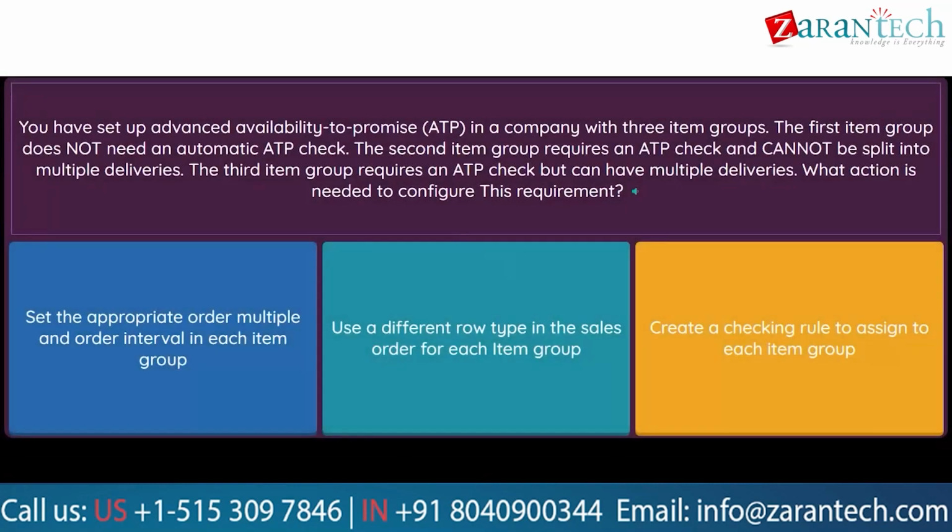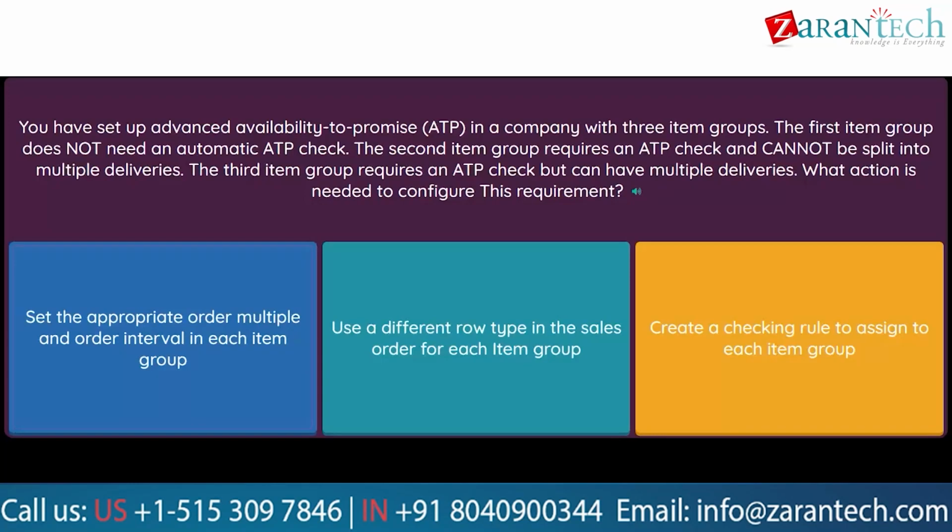Question: you have set up advanced availability to promise, ADP, in a company with 3 item groups. The first item group does not need an automatic ADP check. The second item group requires an ADP check and cannot be split into multiple deliveries. The third item group requires an ADP check but can have multiple deliveries. What action is needed to configure this requirement?